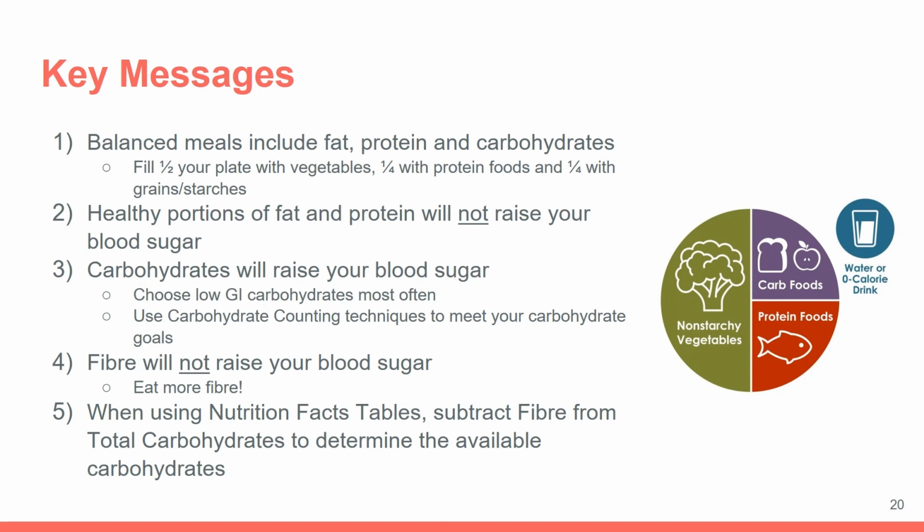2. Healthy portions of fat and protein will not raise your blood sugar. 3. Carbohydrates will raise your blood sugar. Choose low glycemic index carbohydrates most often and use carbohydrate counting techniques to meet your carbohydrate goals. 4. Fiber will not raise your blood sugar. Fiber is a nutrient that we should aim to eat more of, so eat more fibers. When using nutrition fact tables, remember to subtract fiber from total carbohydrates to determine the available carbohydrates.